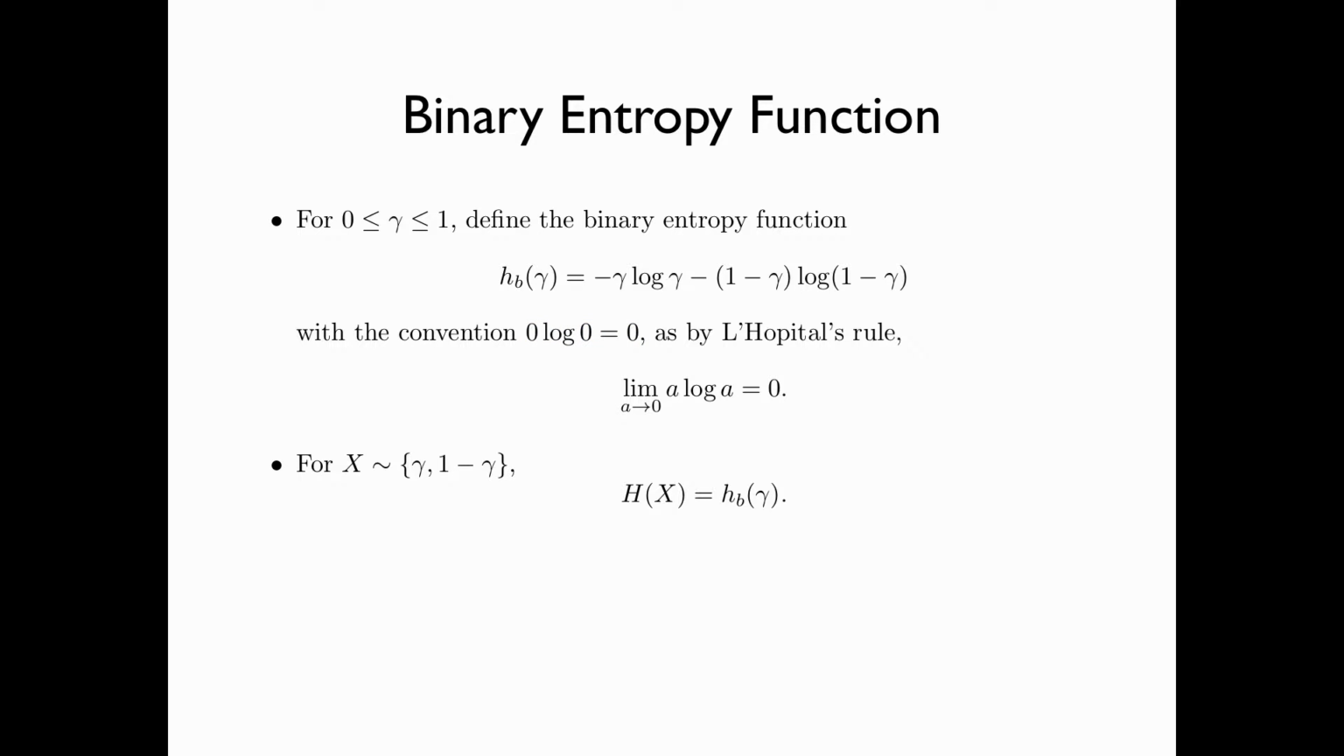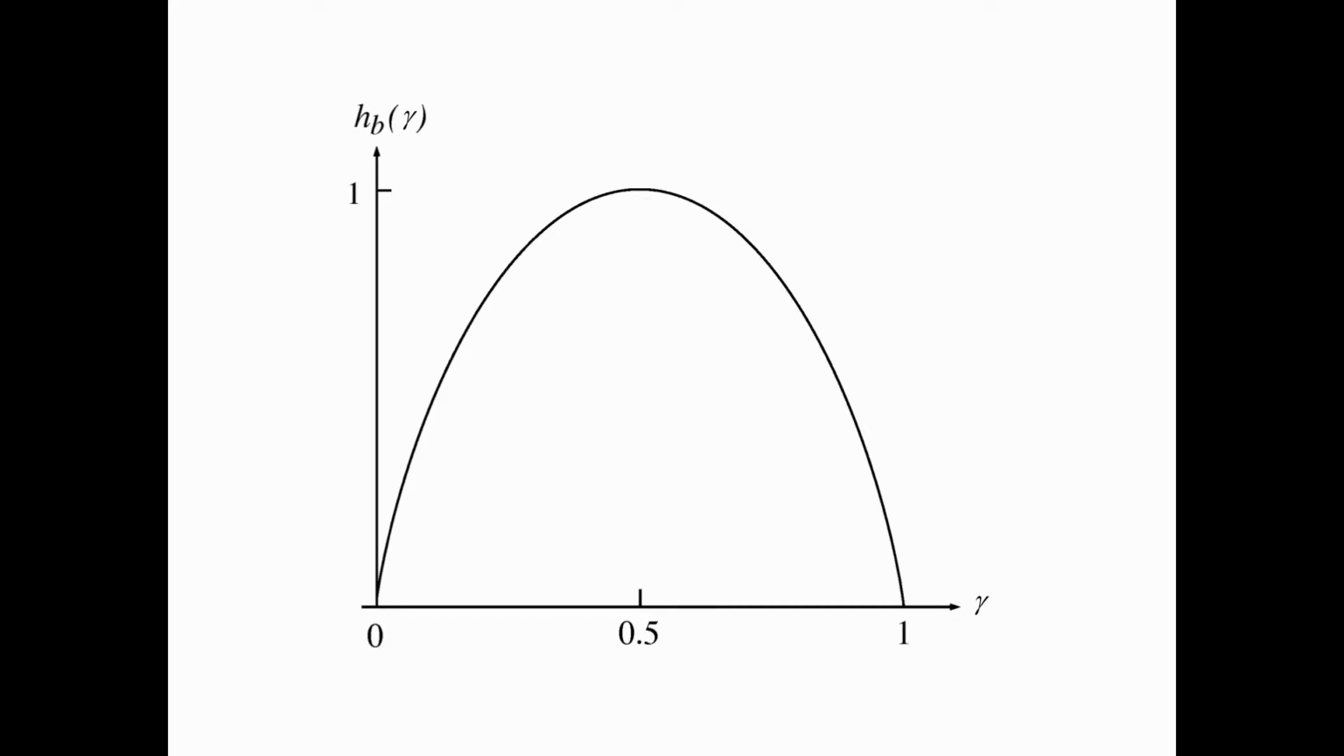For a binary random variable X with distribution gamma and 1 minus gamma, the entropy of X is equal to h_b evaluated at gamma. The binary entropy function h_b(gamma) achieves the maximum value 1 when gamma is equal to 1/2. When gamma is equal to 0, h_b(gamma) is equal to 0. When gamma is equal to 0.5, h_b(gamma) is equal to 1. When gamma is equal to 1, h_b(gamma) is equal to 0.